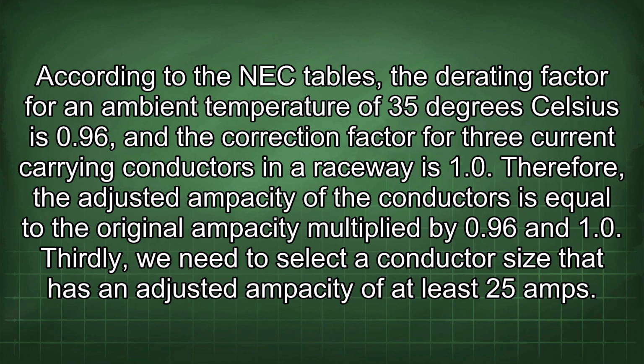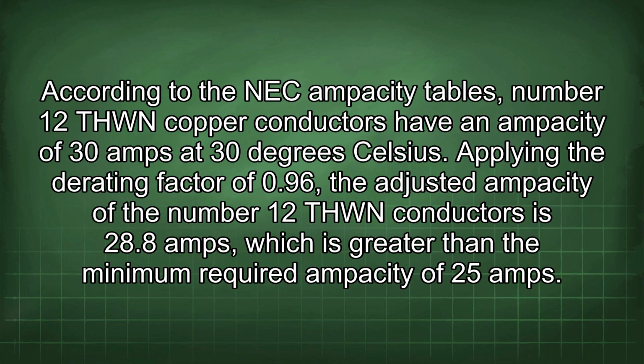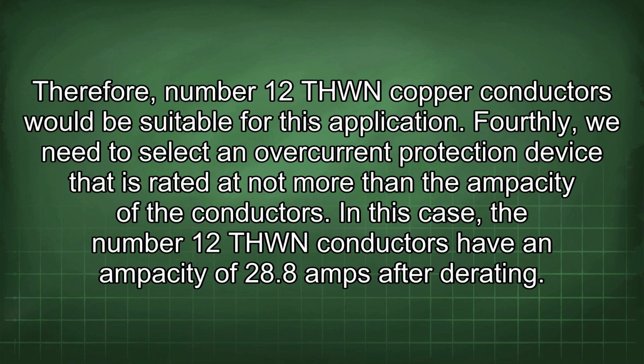Thirdly, we need to select a conductor size that has an adjusted ampacity of at least 25 amps. According to the NEC ampacity tables, number 12 THWN copper conductors have an ampacity of 30 amps at 30 degrees Celsius. Applying the derating factor of 0.96, the adjusted ampacity of the number 12 THWN conductors is 28.8 amps, which is greater than the minimum required ampacity of 25 amps. Therefore, number 12 THWN copper conductors would be suitable for this application.